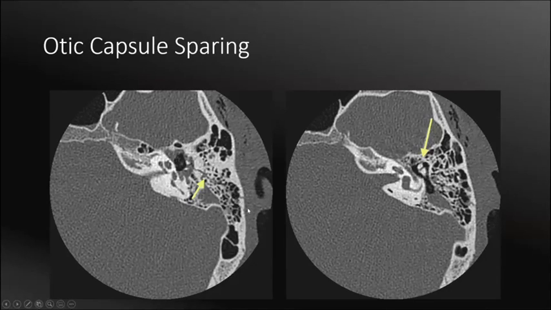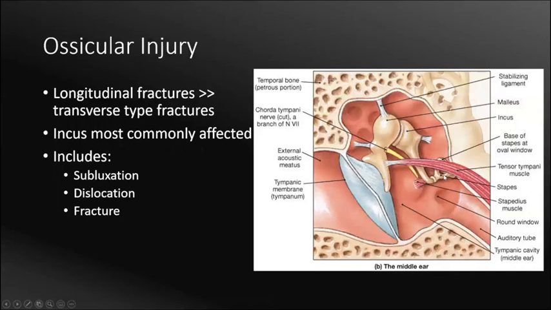Here's an example of an otic capsule sparing fracture in a 16-year-old who fell from his bike without wearing a helmet. You can see that there's a longitudinal fracture that extends towards the middle ear cleft. It's otic capsule sparing, and there is incudomalleolar separation or subluxation, as you can see here. Ossicular injury occurs in longitudinal fractures more often than transverse type fractures, and the incus is most commonly affected because of its large size and relatively weaker ligamentous support.